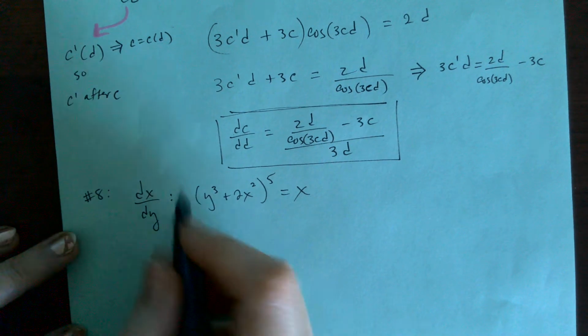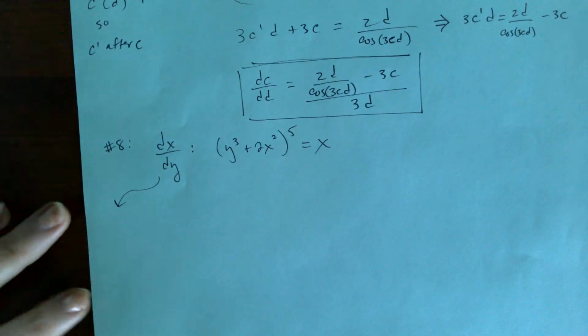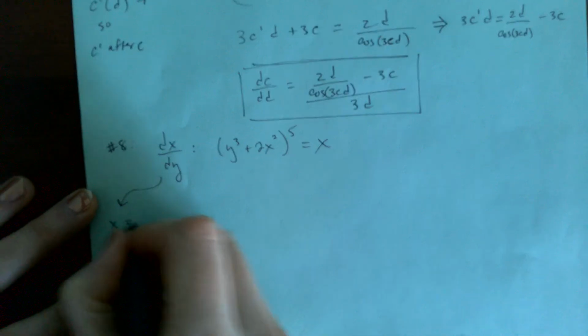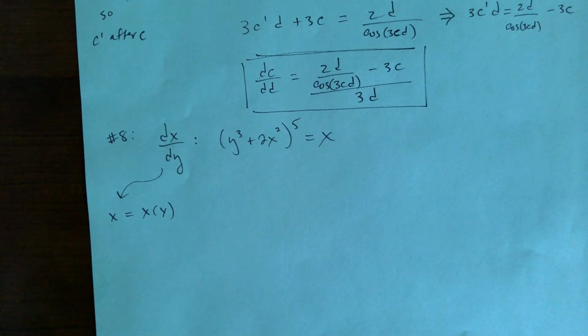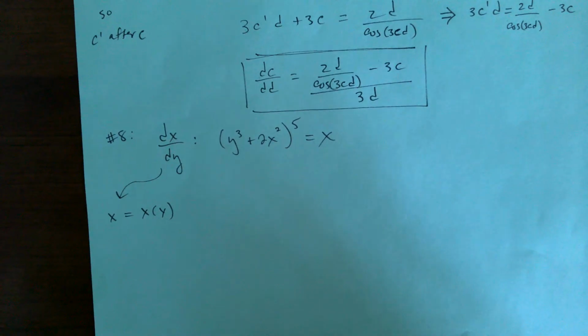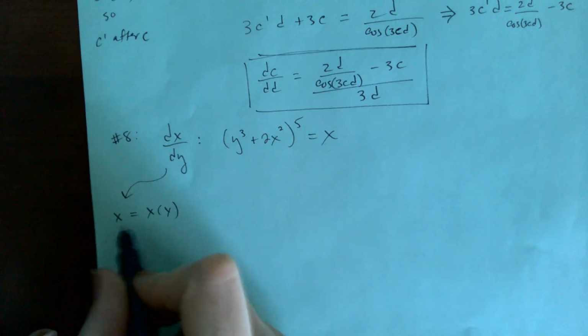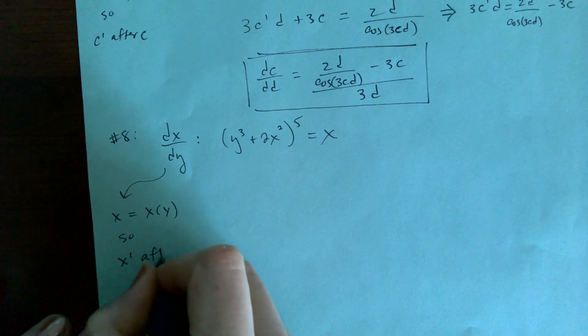Okay, so dx over dy. If they're asking us to find that, they are implying that x equals x of y. The reason this is atypical is because usually you see that y is the function and x is the input, like y is the output and x is the input. But here it's different. x is the output and y is the input. So that could happen. So since this is the situation, we need an x prime after x.